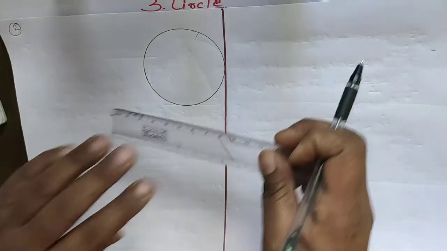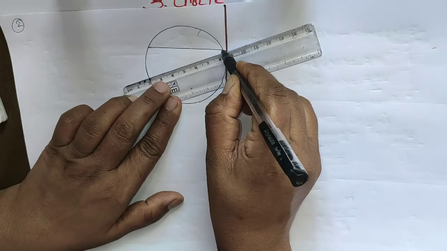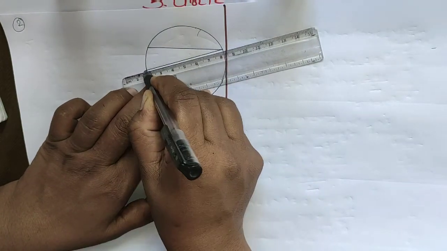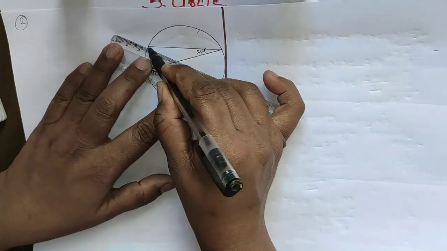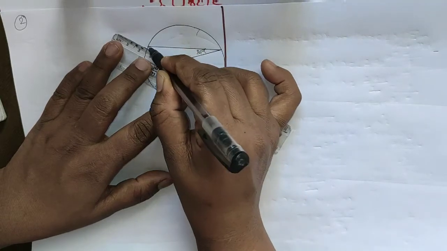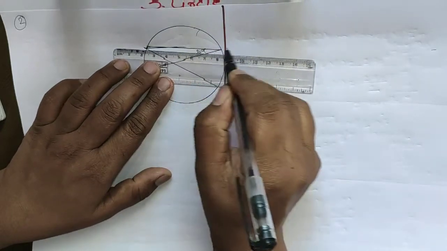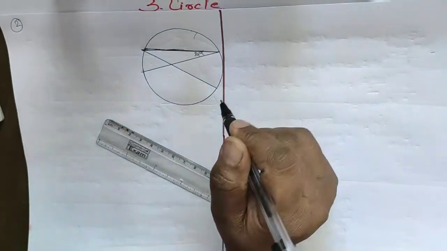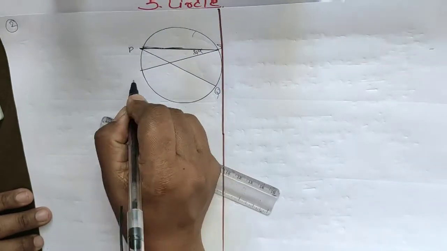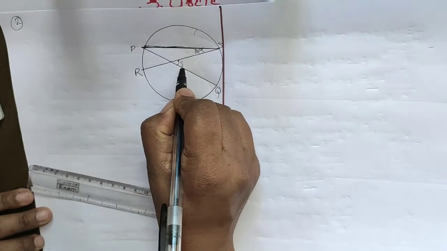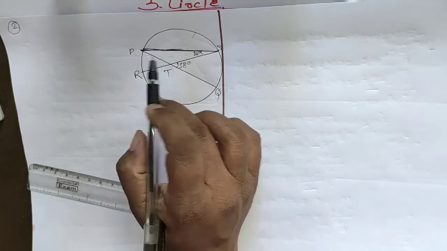Okay. And in this figure they show this is 24 degrees. Here it is 24 degrees. Then this angle is angle Q. This point is P, Q, S, and this is R. Okay, and this angle's measure is 58 degrees. It is not a central angle. That thing you have to keep in your mind. Okay, so this is the circle.